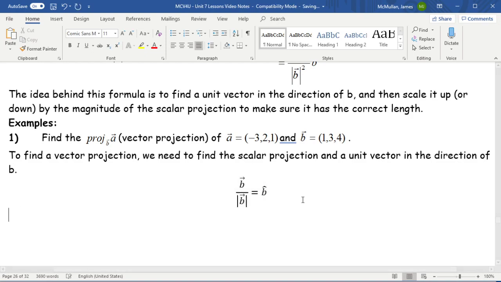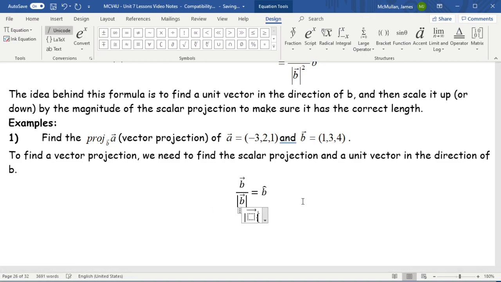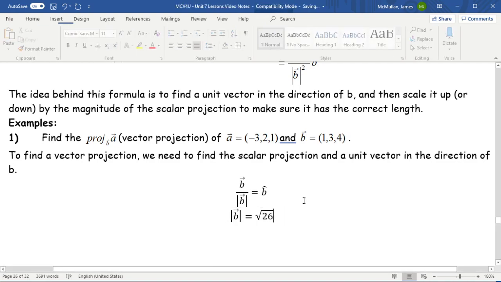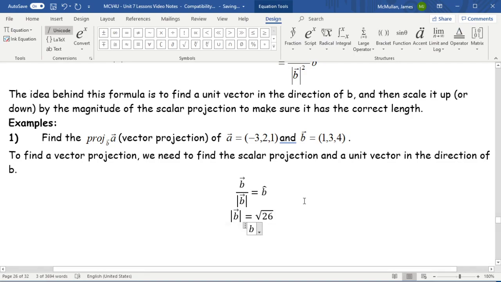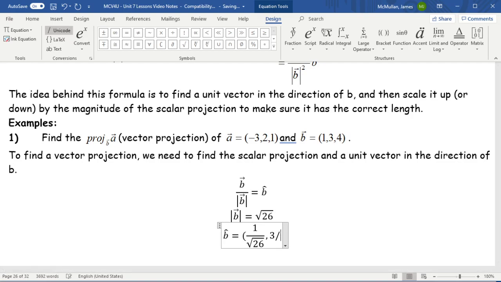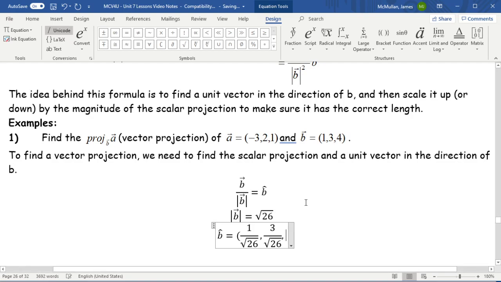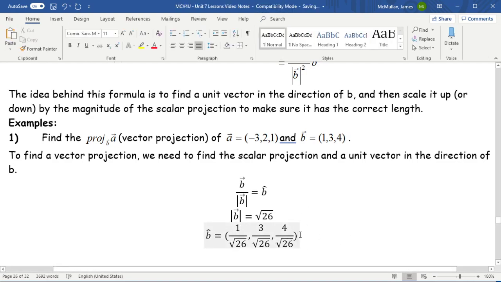And in our case, how do we solve this? We simply look for the magnitude of B, which would be the square root of, let's see, 3 squared is 9, 4 squared is 16, and 1 squared is 1, so that's 26. So the magnitude is root 26. So what does the unit vector look like? So B hat is simply 1 over square root 26, comma 3 over square root 26, comma 4 over square root 26. Okay, now I have a unit vector in the direction of B.